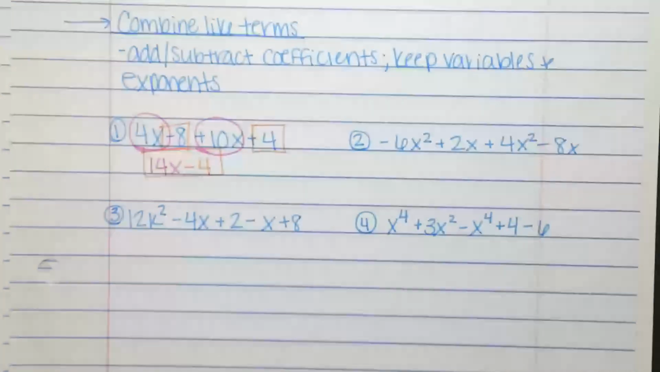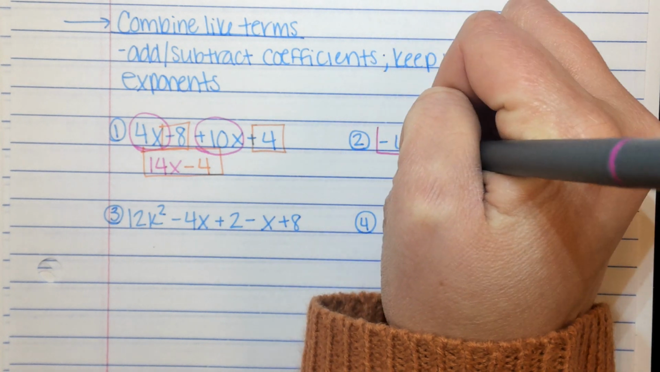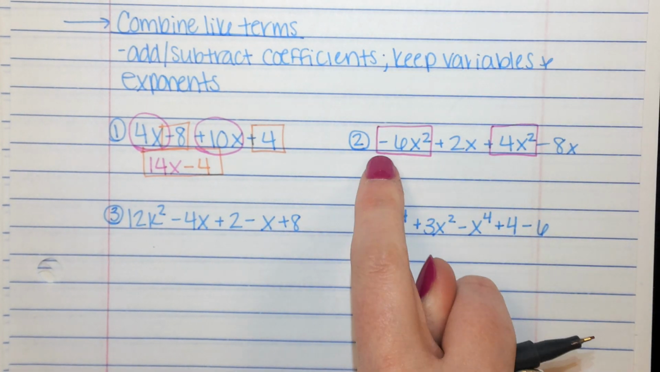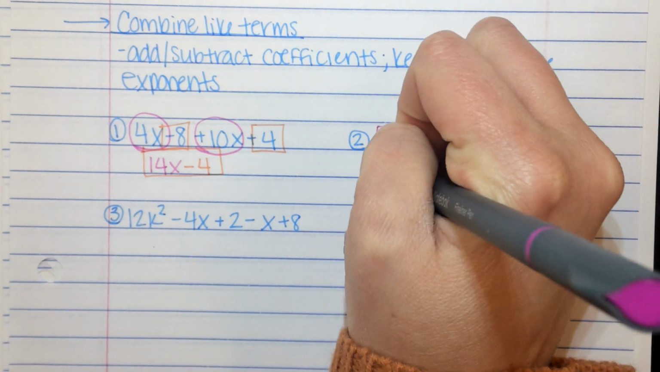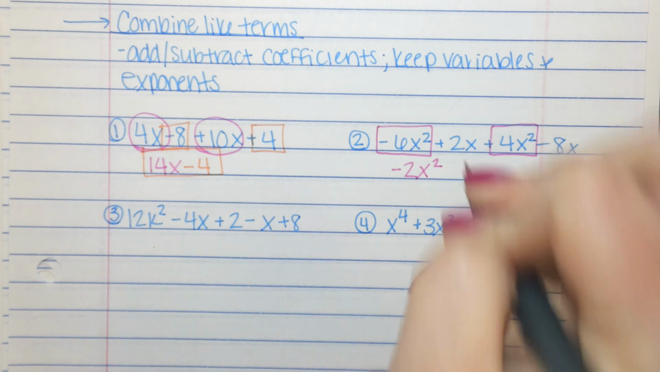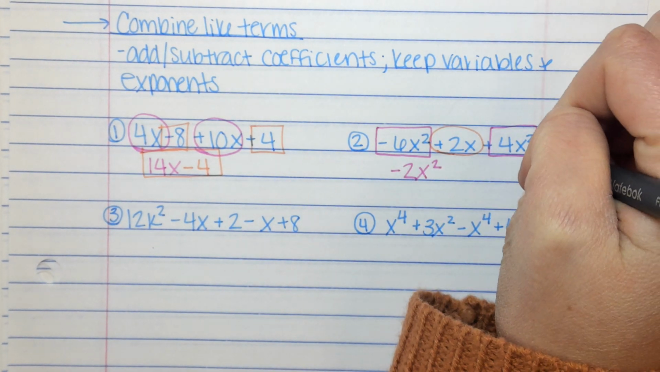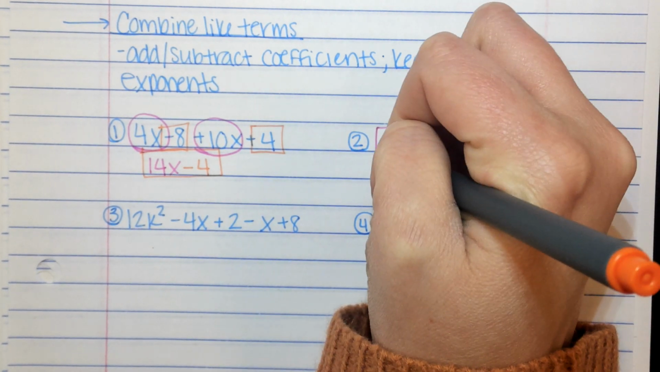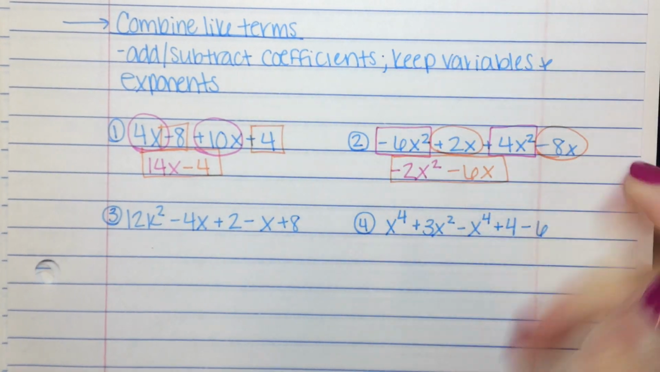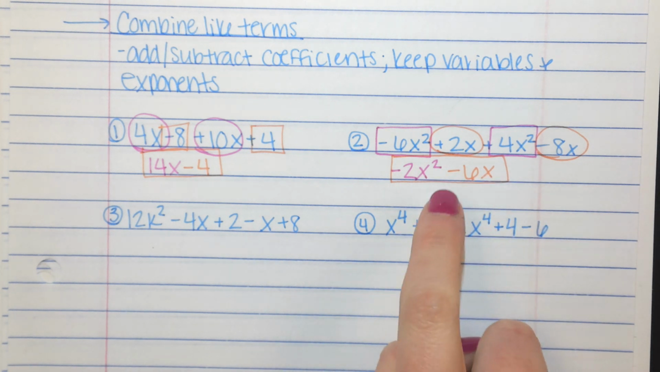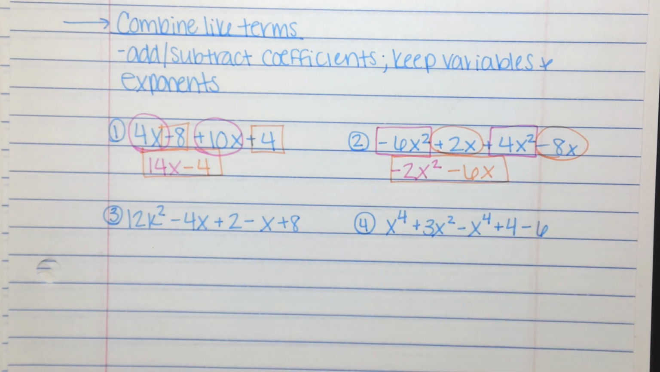Okay, let's see how you did. So number 2, we have negative 6x squared and 4x squared. So negative 6 plus 4 is negative 2x squared. And then we have a 2x and a negative 8x. So 2 and negative 8 is negative 6x. Okay, we cannot combine these because this is an x squared and that's an x. That's like trying to add apples and oranges. You can't do it.